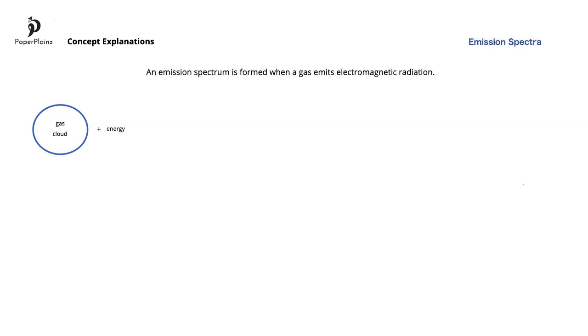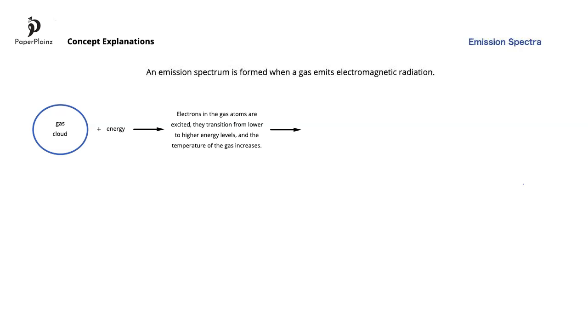This is usually done by passing an electric current through the gas. The details of how this exactly happens are not important for now. This energy is transferred to the electrons in the atom, and we say that electrons in the gas atoms are excited. This simply means that as the result of the energy transfer, electrons transition from lower to higher energy levels, and the temperature of the gas increases.